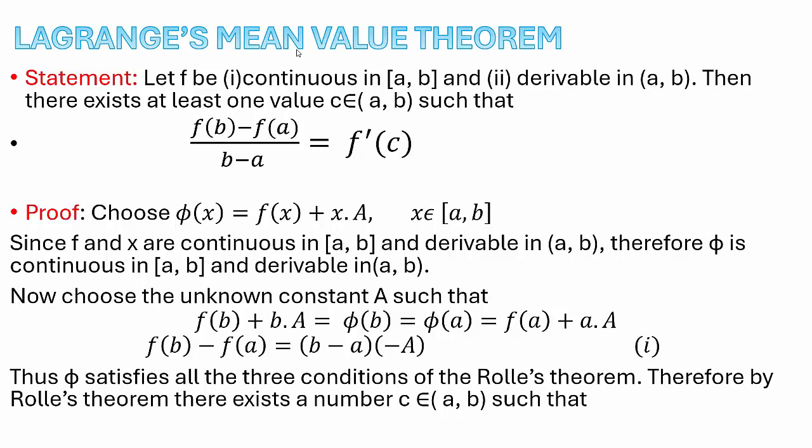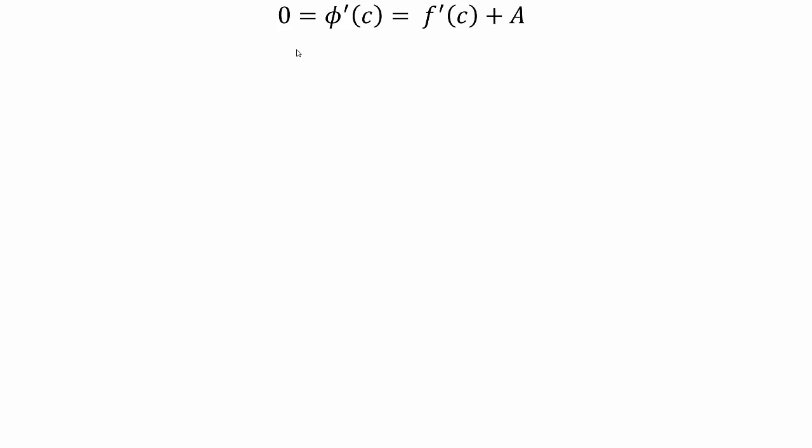Third condition, phi of b equal to phi of a, is assumed. And all the conditions of Rolle's theorem are satisfied. Therefore, by Rolle's theorem, there must exist a number c in open interval (a, b) such that phi dash c equal to 0. What is phi dash c? Phi dash c equal to f dash c plus a. Therefore, f dash c plus a equal to 0. Therefore, we will get f dash c equal to minus a.